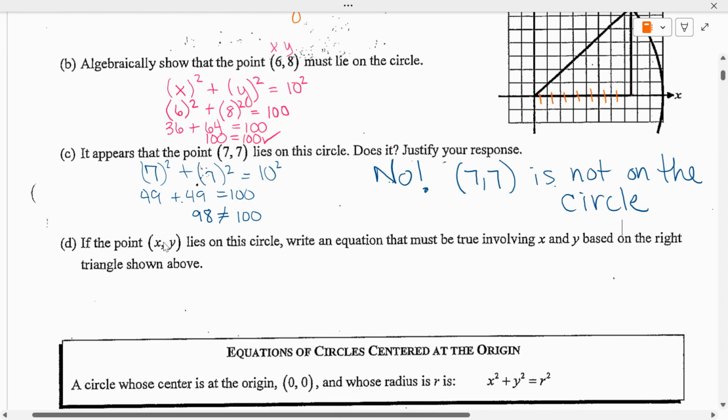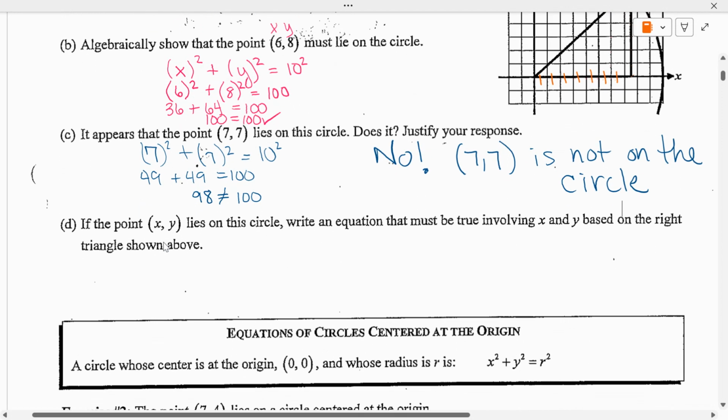If the point x, y lies on the circle, write an equation that must be true involving x and y based on the right triangle shown above. Well, we already did that. That's x squared plus y squared equals 10 squared. That is the equation to our circle.